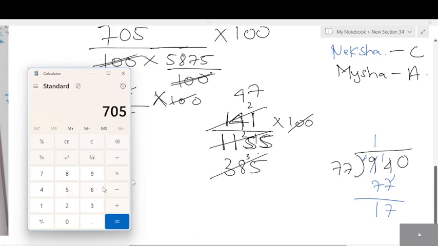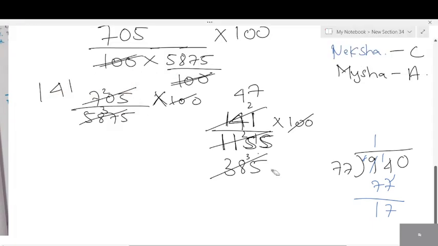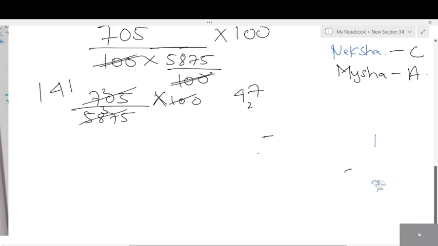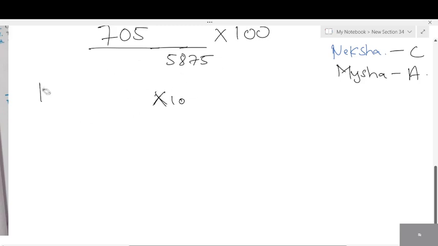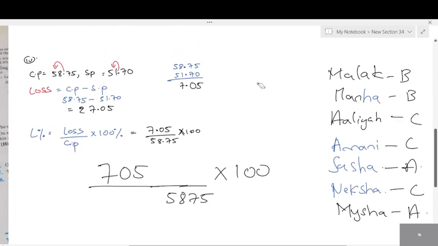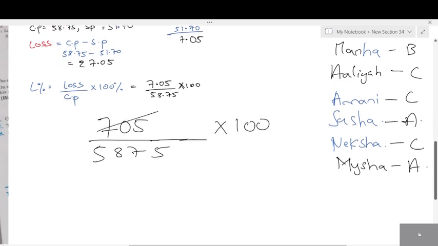Okay, just a minute. 705 into 100 divided by 5875. We should get the answer as 12%. I think we have gone wrong somewhere here. Yeah, stop calculating this. Let me try it once again. 5875. Till here, is everything clear? Yesterday, what all we studied: formulas, the values, how to write, removing the decimal. So if you cancel out this, you should get 5. Let me try once again.